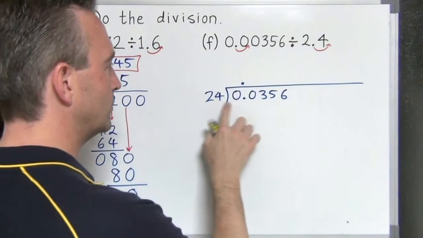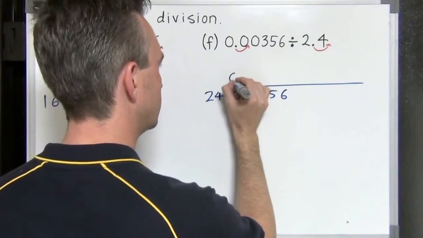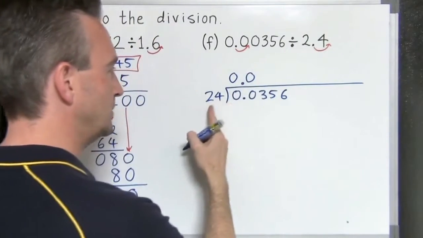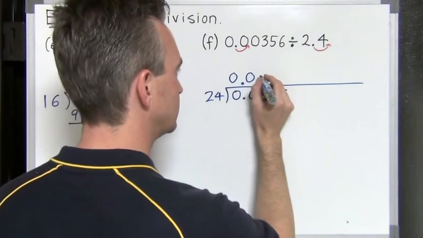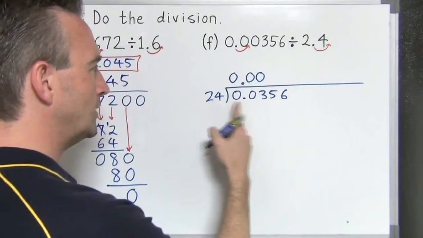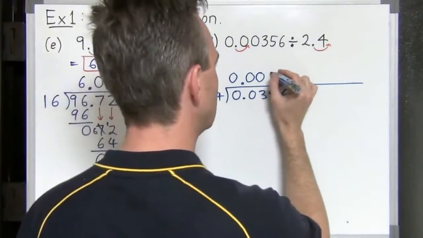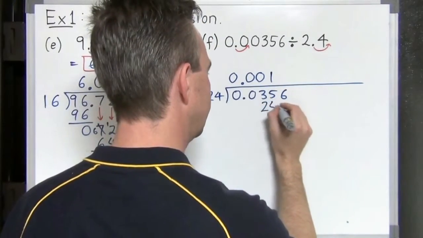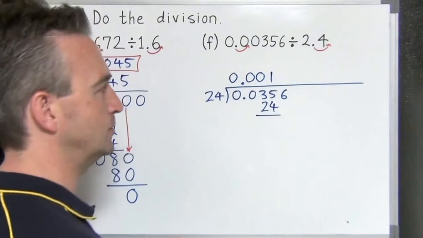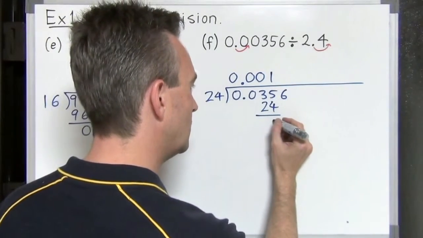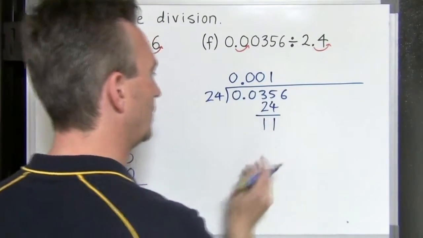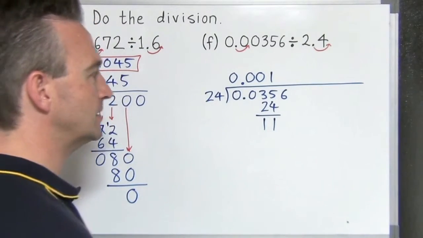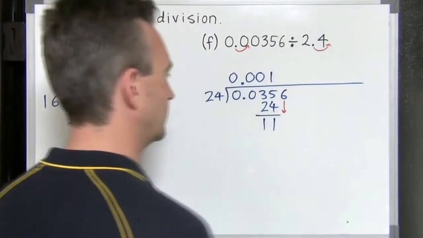Let's do it. 24 into 0 does not go. 24 into 00 does not go. 24 into 3 does not go. 24 into 35, that goes once. 1 times 24 is 24. Yeah, I'm kind of glad I'm doing long division with this. 5 minus 4, 1. 3 minus 2, 1. 24 into 11 does not go, as it should not. Let's bring down the next number, 6.